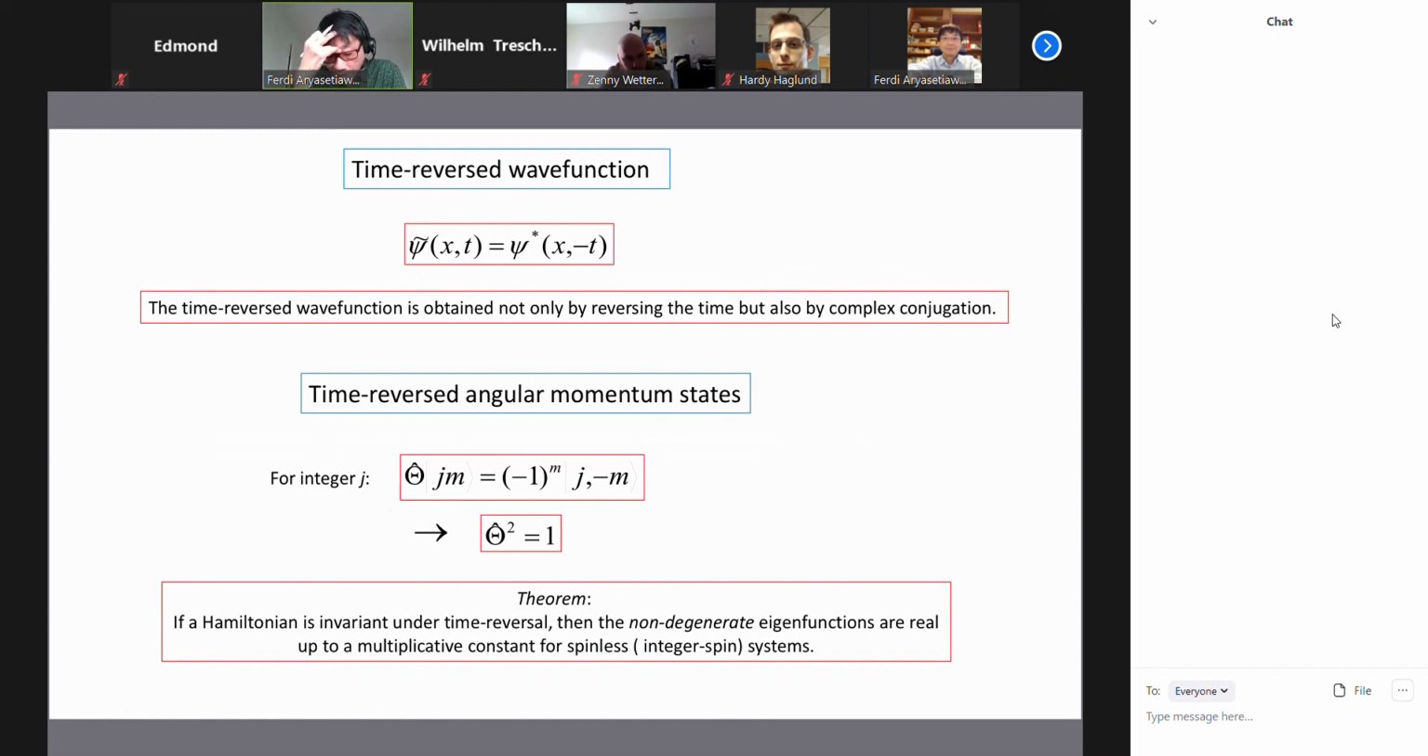So if we look at the time reverse wave function, so this is the projection onto the position eigenstate, then the time reverse wave function is just given by this expression here. So I think we have worked this out before. As we already said, that is not just reversing the time, but we must also take the complex conjugate of the wave function. So that's an important part of the time reversal operator.